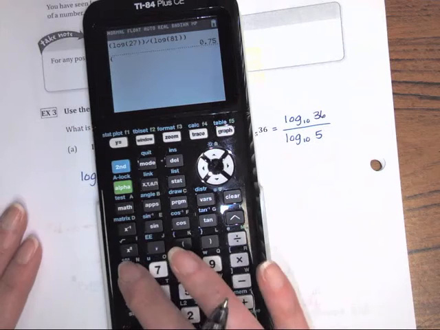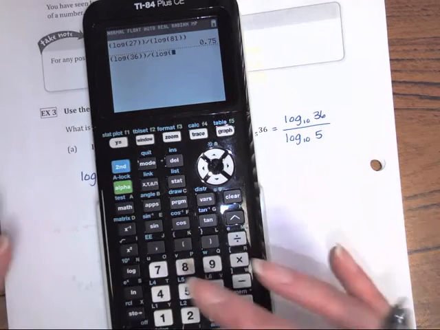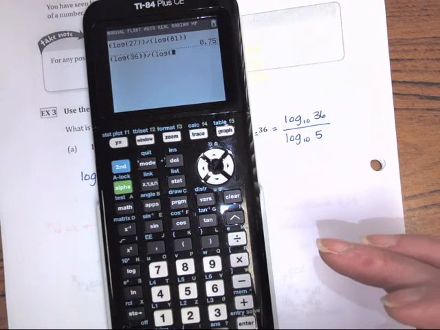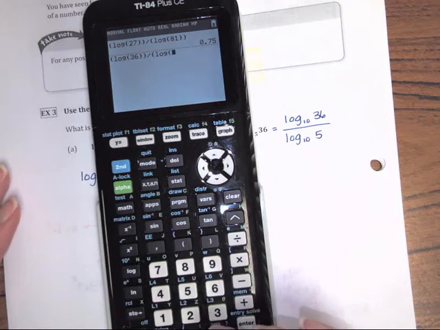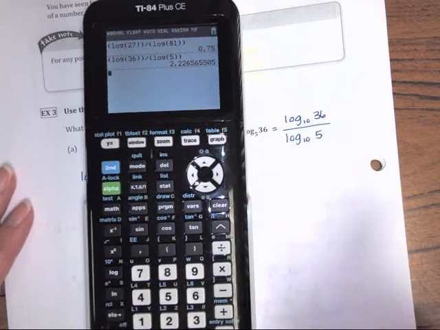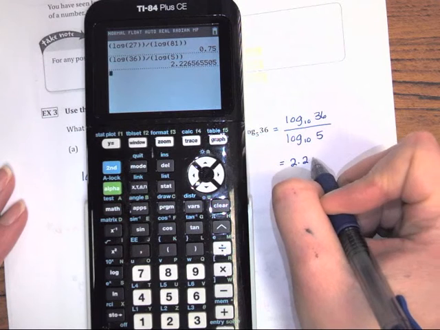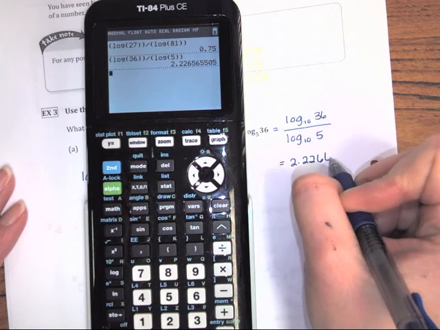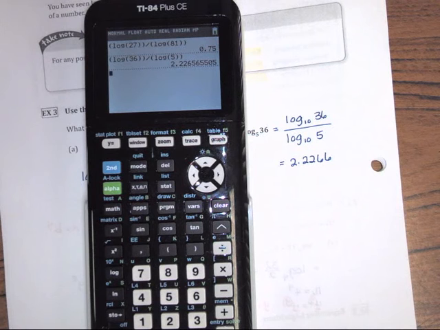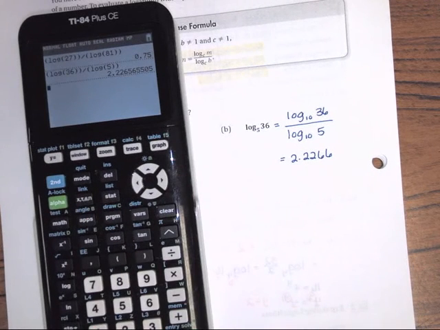So we're going to do log 36 divided by, and notice I'm putting my logs in parentheses, and this is to make sure my calculator does everything the right way, log base 5. And I get 2.2266. When you're giving a decimal approximation of a logarithm, you really want to give us 4 decimal places. That's probably your best bet.